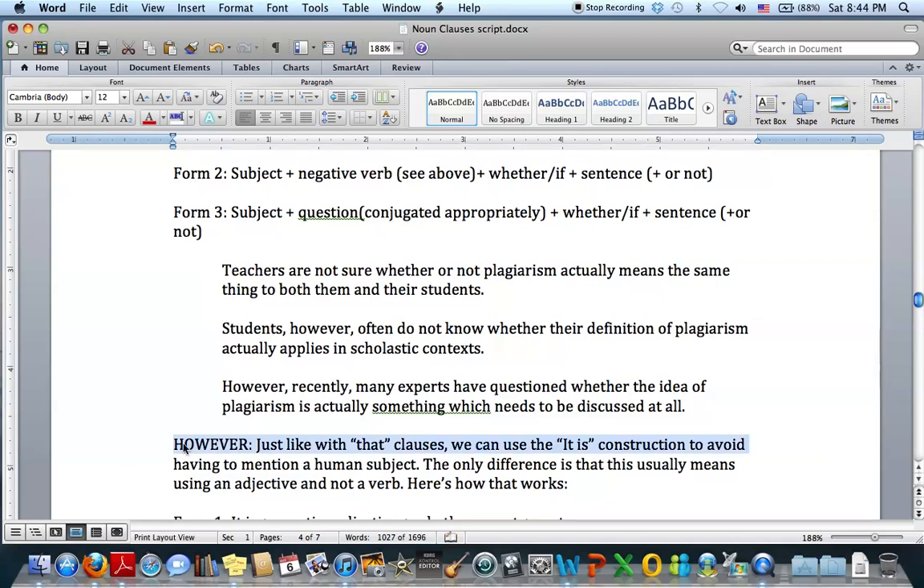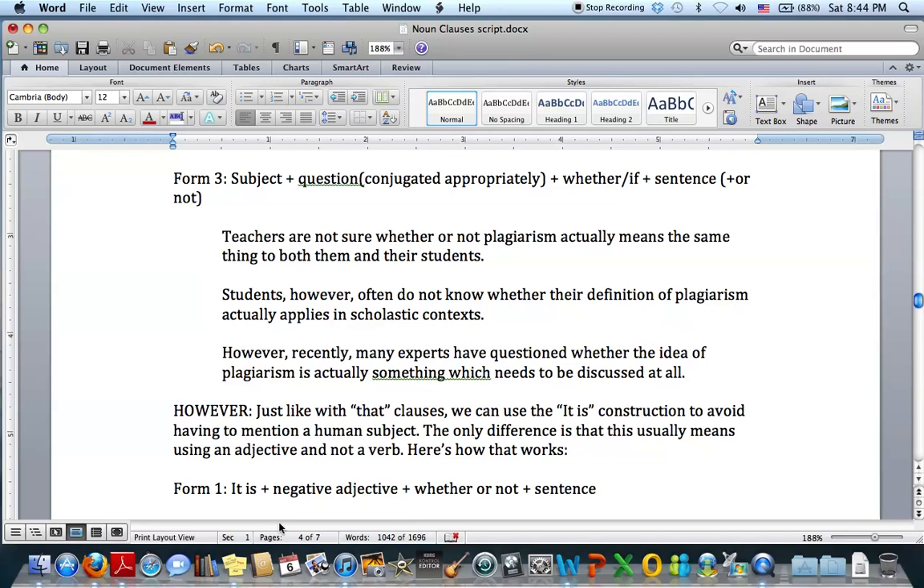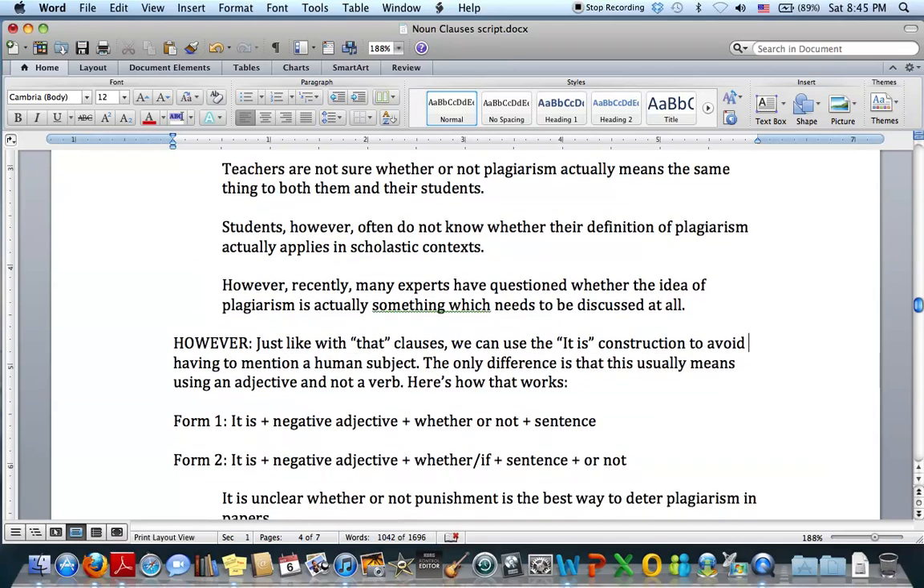Just like when we were looking at that clauses, we can use this it is construction right here. Just like we looked at before, it is plus an adjective. And we can do that to avoid having to mention a human subject. So let's take a look at how that works. We have form 1. We can have it is plus a negative adjective. Now that can take two forms. That can mean the adjective itself is negative, or it can mean that we negate the adjective, just like we see up here. We are not sure. So we have a negative adjective predicate. It could be that right here. It could be a negative adjective predicate, or it could be an adjective that's just negative. And then we end up with whether or not plus a sentence. That's pretty common. The second form is it is plus negative adjective, just like we were looking at here, plus whether or if, choose one or the other, plus a sentence, and then or not at the end of it.